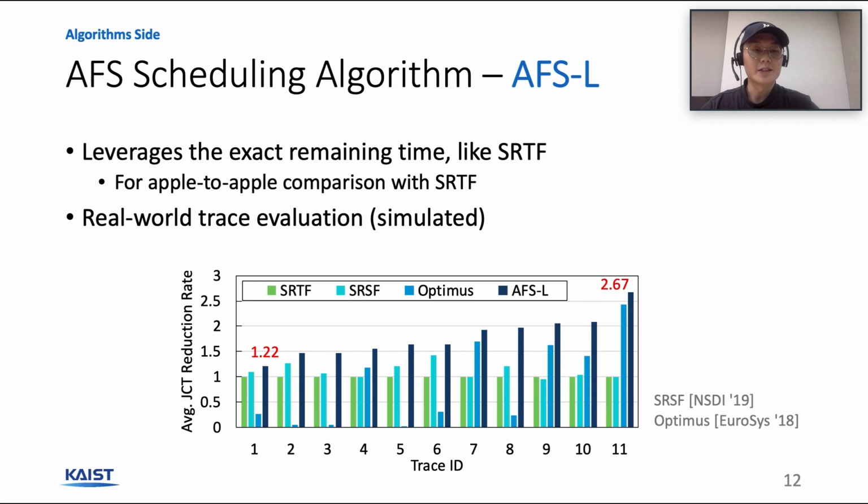We simulated schedulers using real-world cluster traces and measured their average JCT reduction rate compared to the one of SRTF. The figure shows that AFSL outperforms all existing schedulers in all traces, showing up to 2.67 times of improvement over SRTF. It achieves the high performance because it conducts fine-grained resource sharing to carefully balance between prioritizing shortness and efficiency.